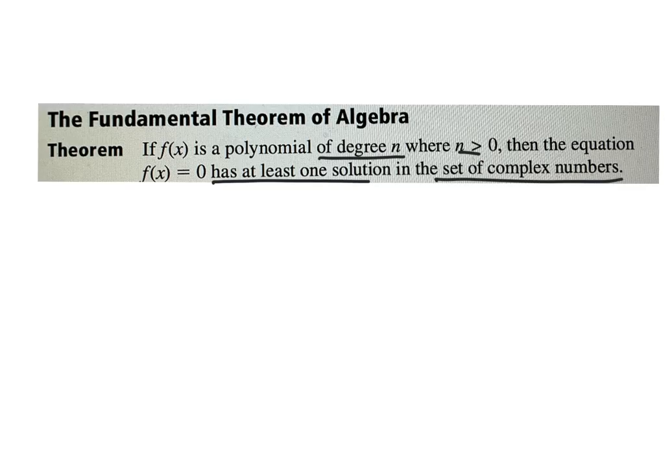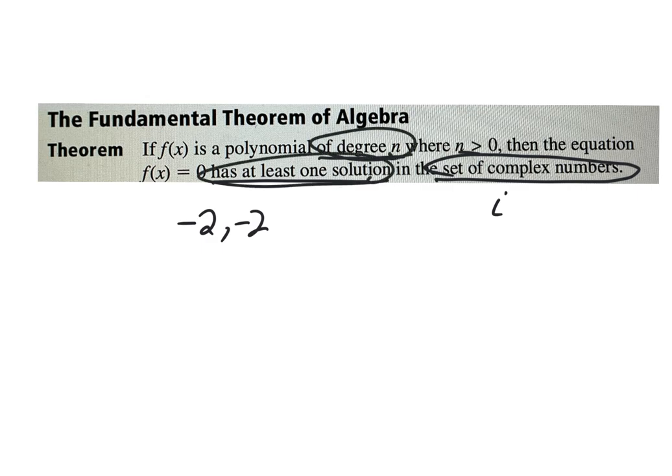As long as you're including the set of complex numbers, which means you're including i, and also if they are double solutions, like let's say you get -2 two times, those count as two solutions. So one more time, whatever the degree is, that's how many solutions we're going to get in the set of complex numbers, meaning i could be one of the solutions, two of the solutions, and if the solutions repeat, those count as individual solutions. So basically, whatever the degree is, that's how many answers you've got to find.